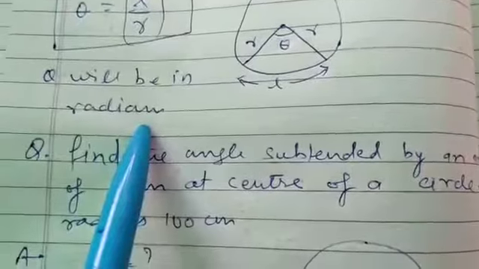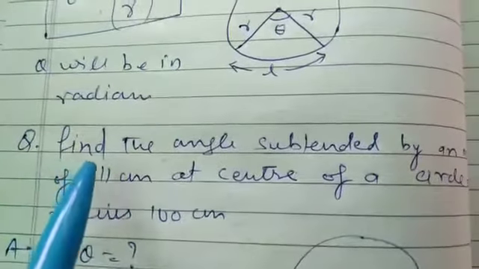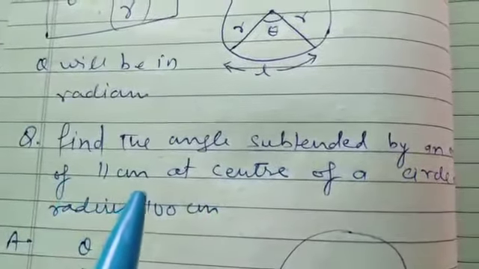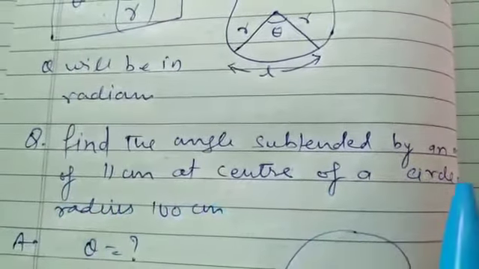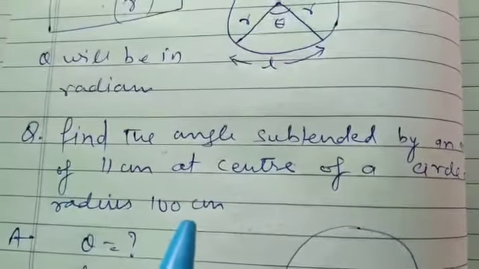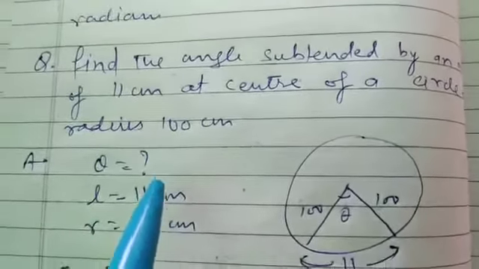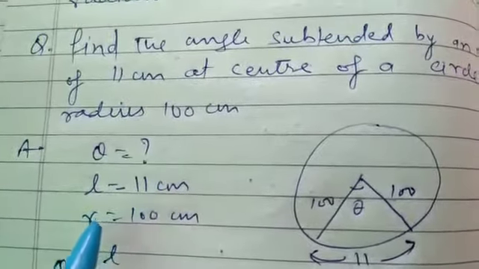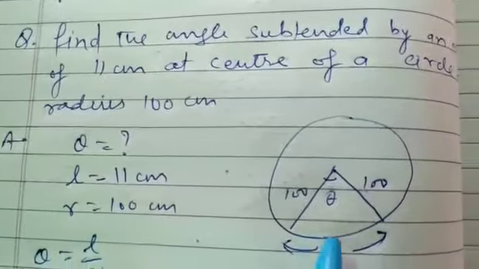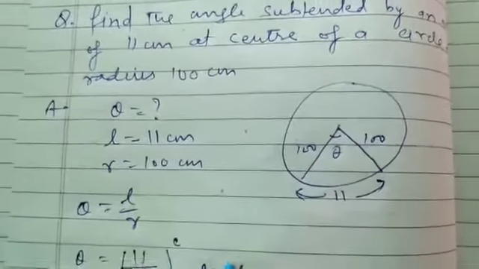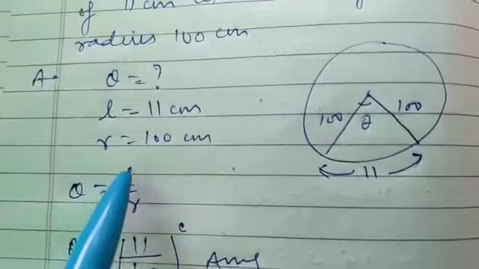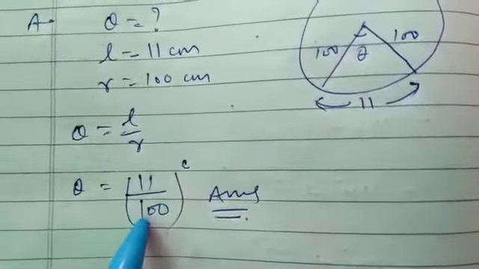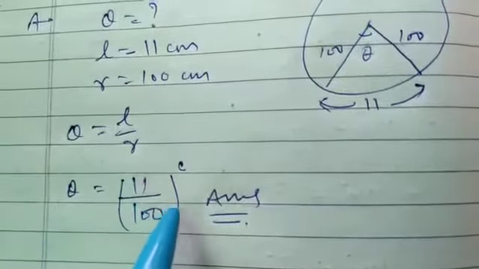So a question based on this, let us take one question. Find the angle subtended by an arc of 11 centimeter at the center of a circle of radius 100 centimeter. So we have to find here the angle. So theta we don't know, length is given as 11, radius given as 100 centimeter. Here is the diagram. So again apply the relation, theta equals L upon R. Put the respective values, so we will get this. This is the answer. Theta is 11 upon 100 radian.